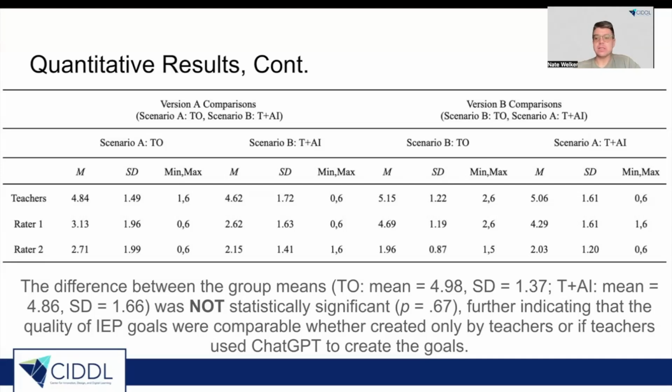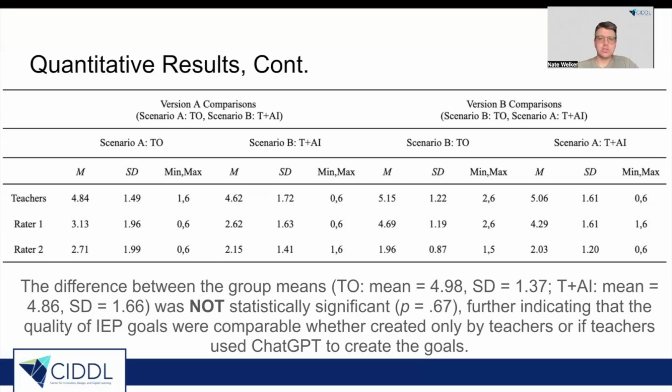So that's to say that teachers, on average, rated the goals that they wrote on their own as slightly higher quality than the goals they generated using AI. So this suggests that while the teacher-only goals were considered higher quality, the AI goals are still comparable in quality.